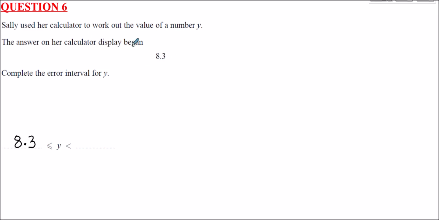Well, if we've got 8.3, then obviously on the higher side it could be 8.39. It could even be bigger than 8.39. It could be 8.399. And again, and again, and again. It can go all the way up to, in fact, but not including 8.4. So the upper limit is 8.4.